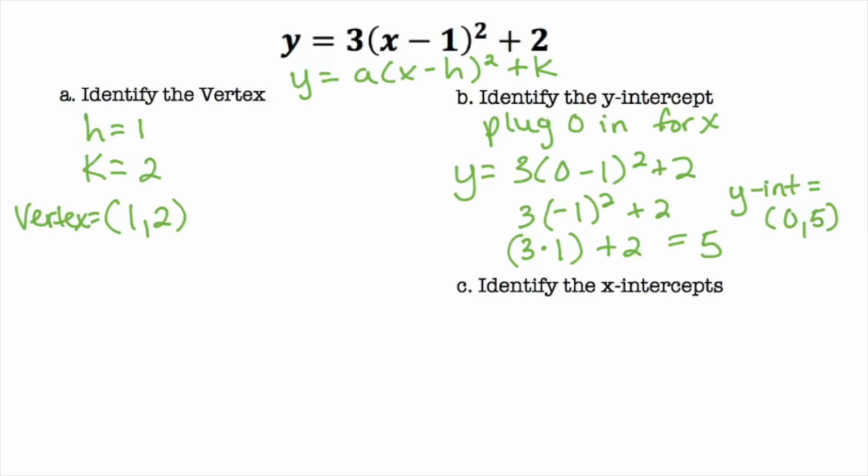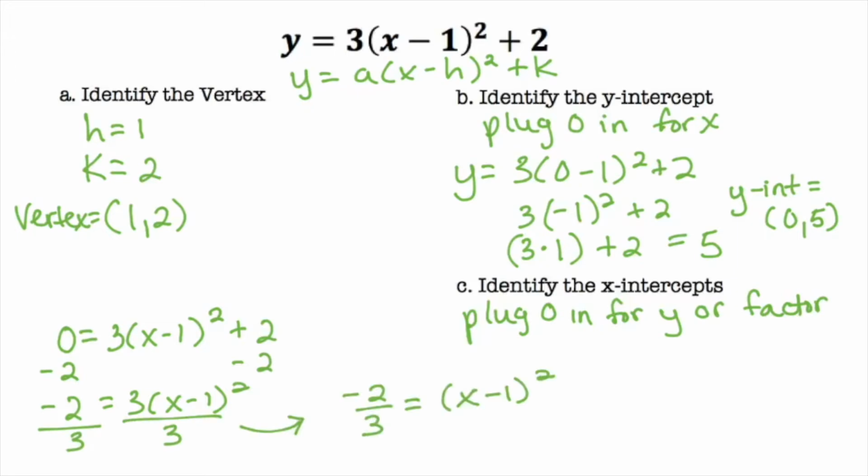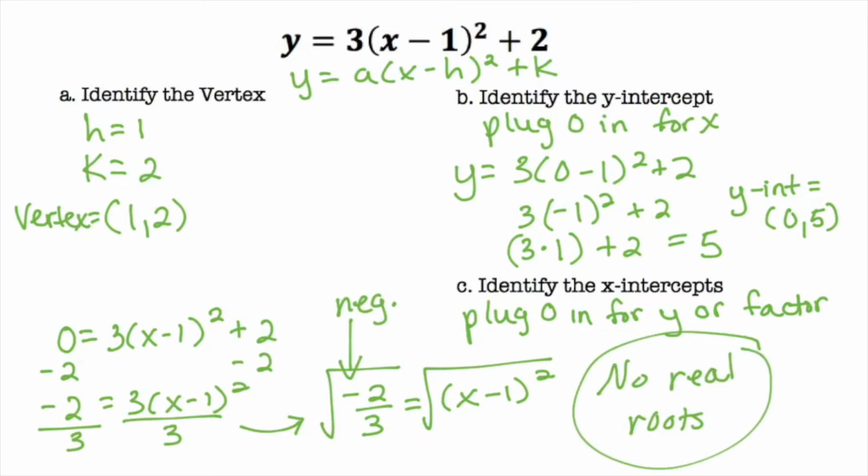For your x-intercept, same thing as before, plug 0 into y. Then we're going to subtract 2 first, then divide by 3 to get our parentheses by itself. Now you have to take the square root of both sides to get that square off the parentheses. And if you notice something, we can't take the square root of a negative number right there. So that means there are no real roots.